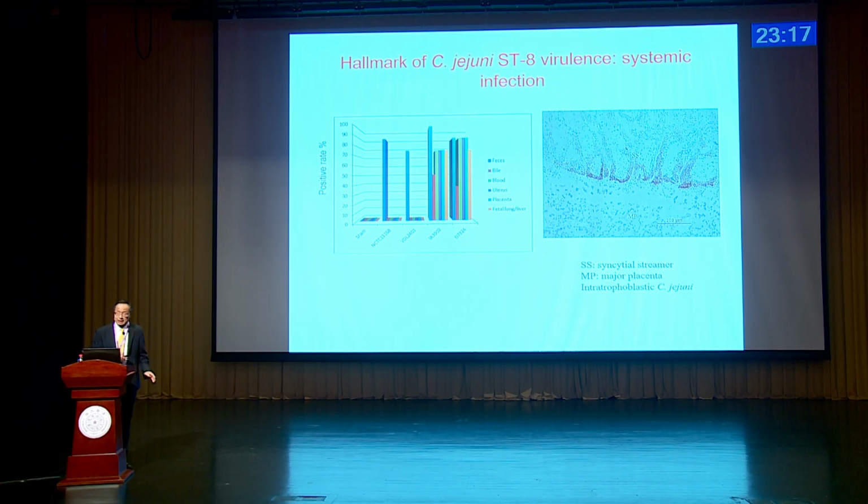When you analyze the tissues in infected animals, for example with this clone ST8, we were able to find bacteria all over the place: from feces, bile, blood, uterus, and placenta, while these other Campylobacter jejuni strains can only be isolated from the gut, the intestinal tract. In the infected placenta, using immunohistostaining, we can detect lots of Campylobacter antigens.